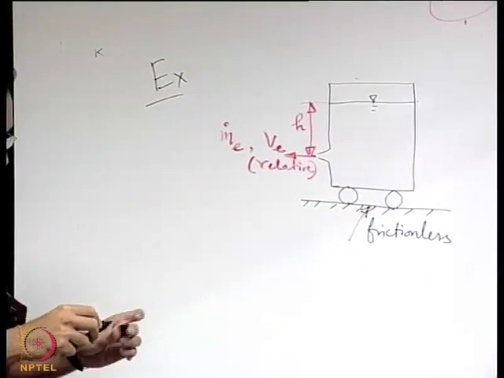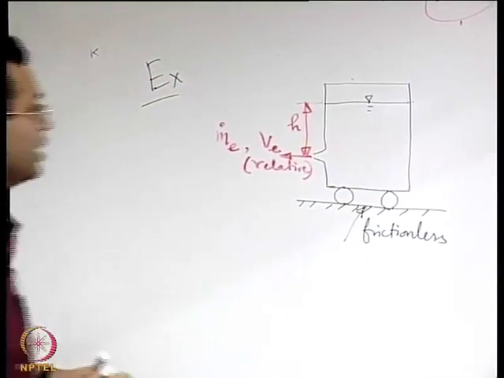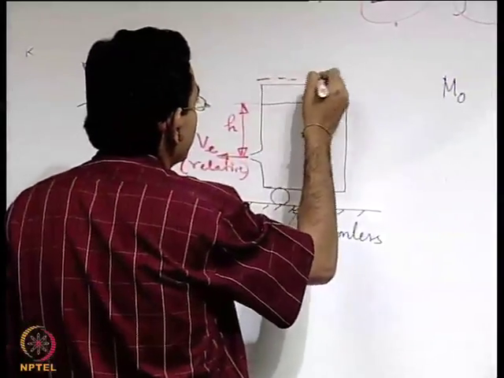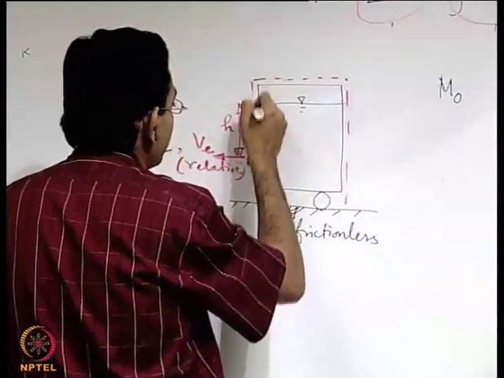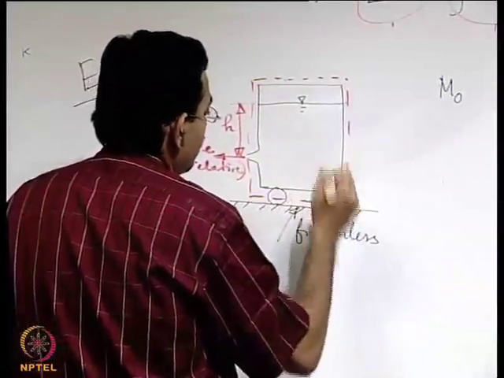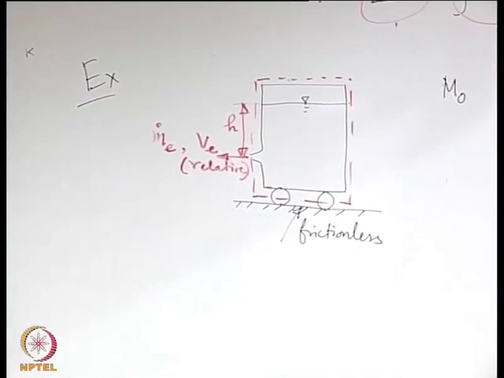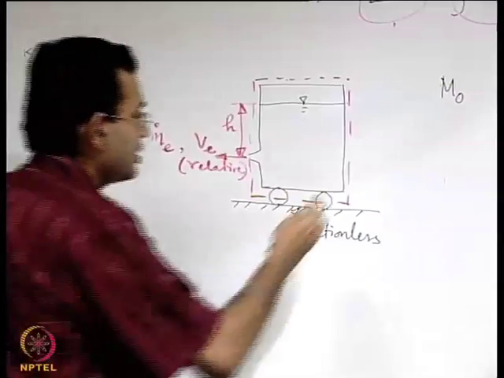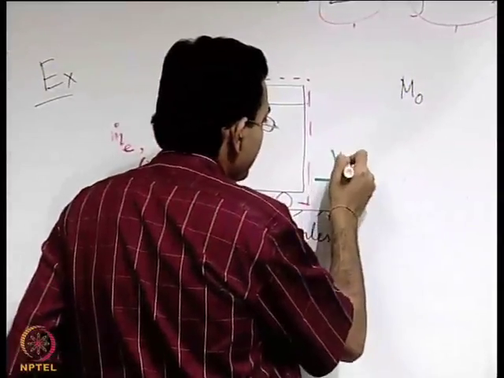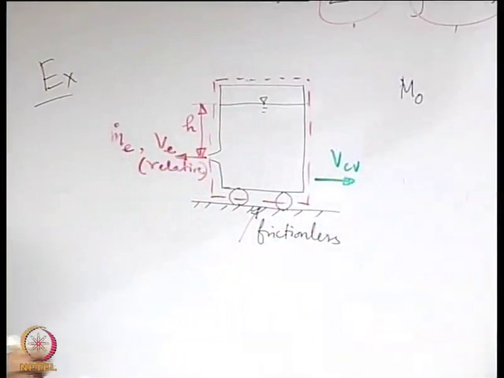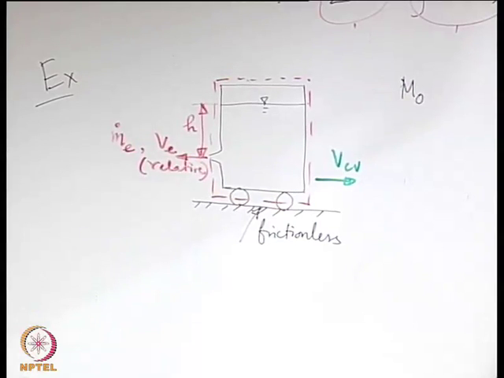Again, let us say we have considered the control volume like this one, which is a moving control volume. So, we have the velocity of the control volume, let us say it is positive towards the right and it is a function of time. The similarity is clear that the mass in the control volume is a function of time.